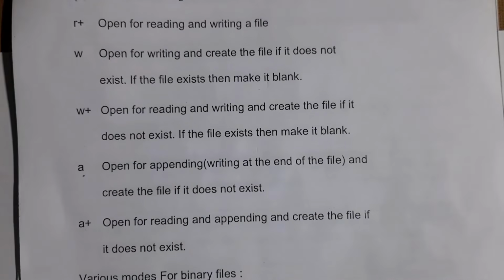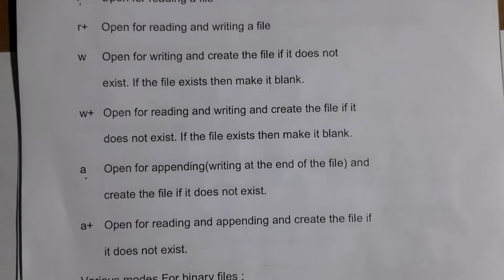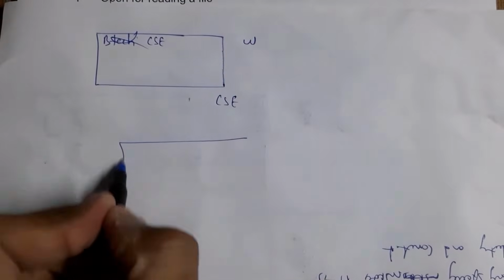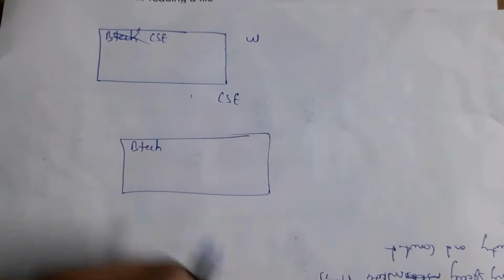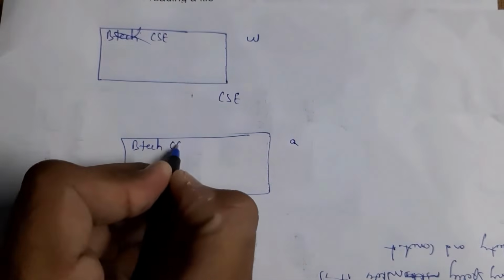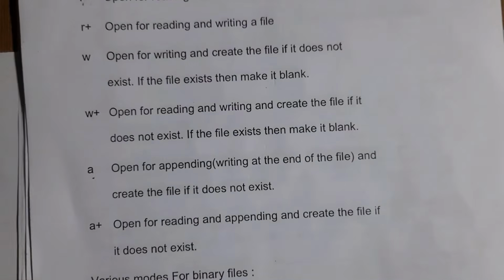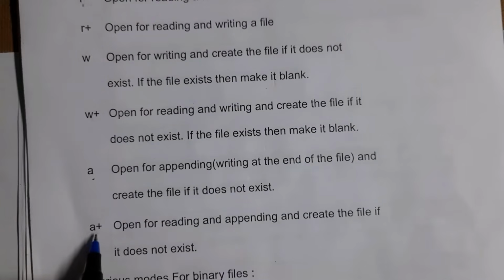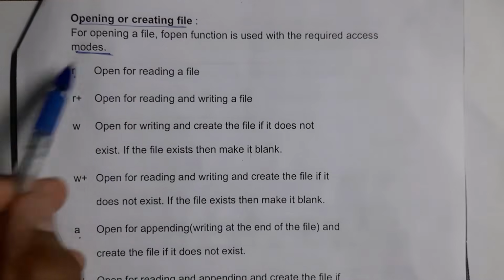And next one is append mode. The meaning of append is adding data at the end of the file. Already there is some data in my file. I want to add new data, then I need to use append mode. If you consider this example, already some text is present in my file, like btech. Now I want to add new text at the end of the file, then I need to use append mode. By using append mode, you can add data at the end of the file. Now I want to add CSC, so I can add CSC at the end of the file. Last one is A plus mode. By using A plus mode, you can read as well as append data to a file. All these are various modes for text file.